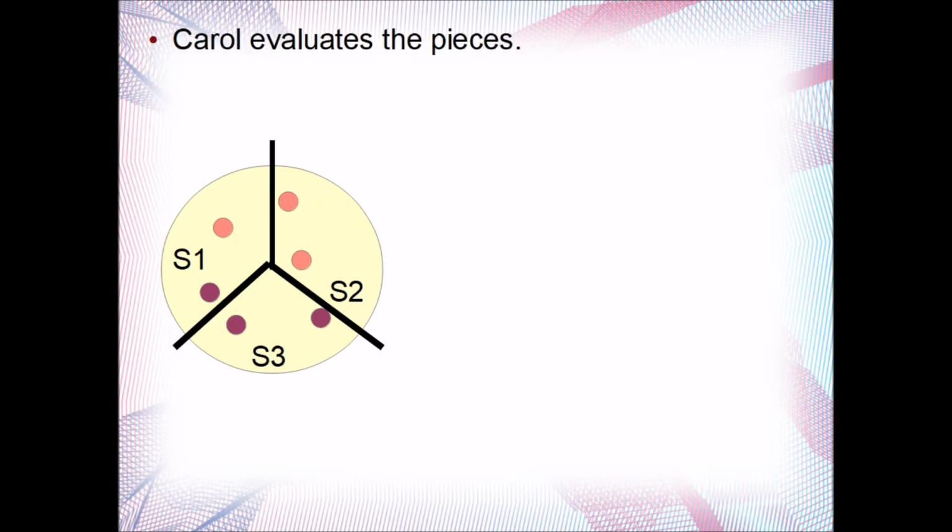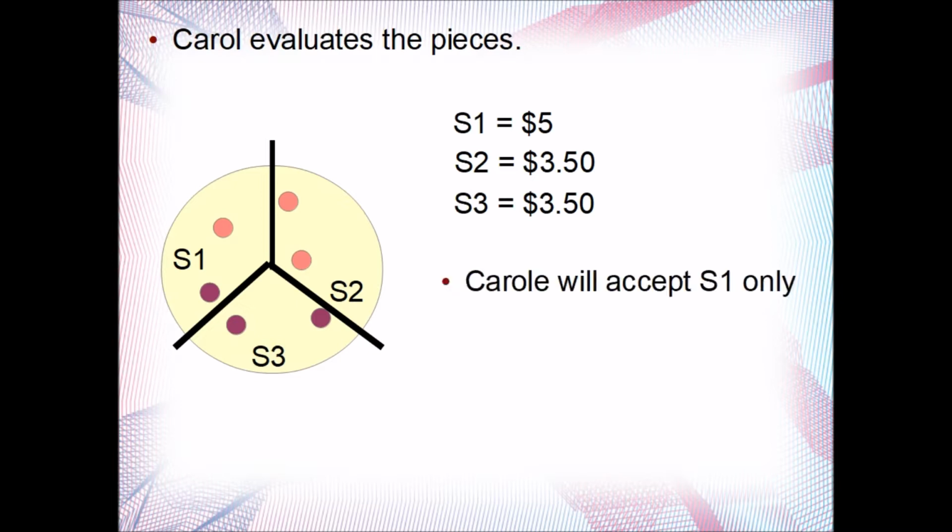Let's look at Carol. Carol thinks that S1 is worth $5, S2 is worth $3.50, and S3 is worth $3.50. I guess Carol values getting one of each of the pieces. So Carol will only accept slice number 1 because she's entitled to $4 worth of cake, and she feels that slice 1 is the only one that is worth at least $4.